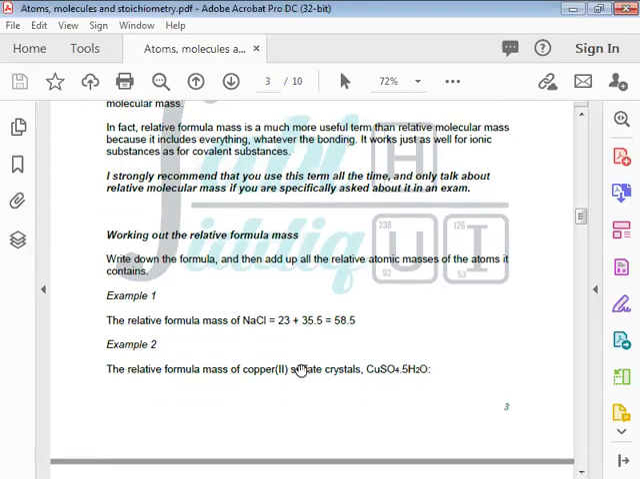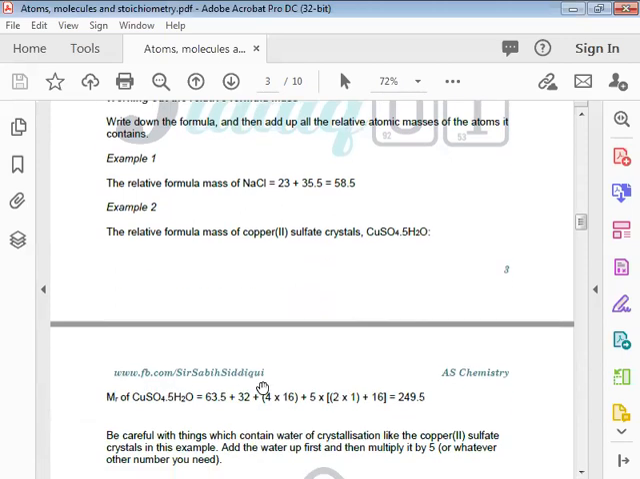Okay, let's see. This 5H2O, I just told you it means that there are 5 molecules of water per single formula of copper sulfate. So how will we do that? 63.5 is the mass of copper, 32 is the mass of sulfur. I have 4 oxygens, so I'll multiply 4 by 16, and I have 5 molecules of water. So I can easily figure out water is 18, and I'll multiply that by 5.